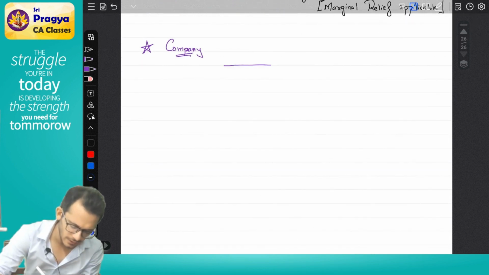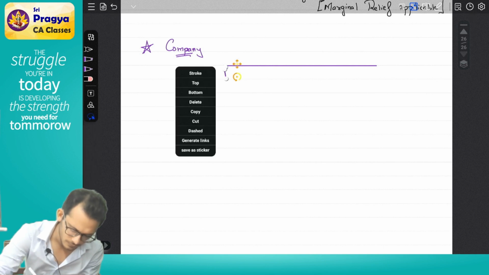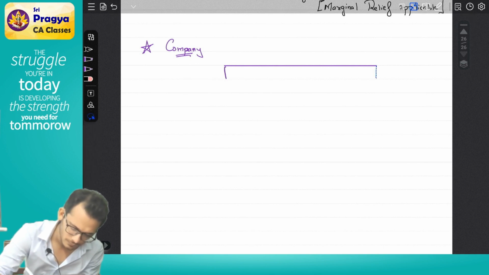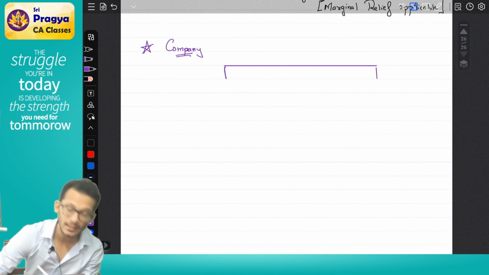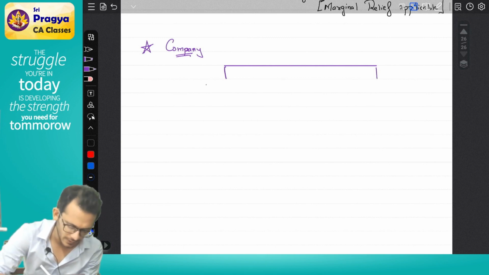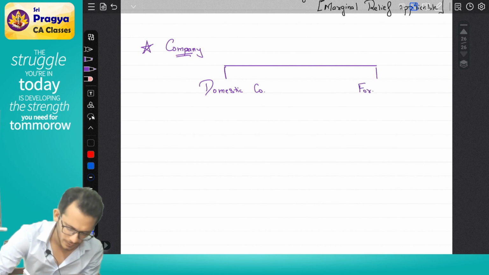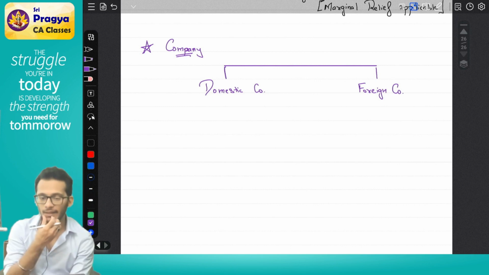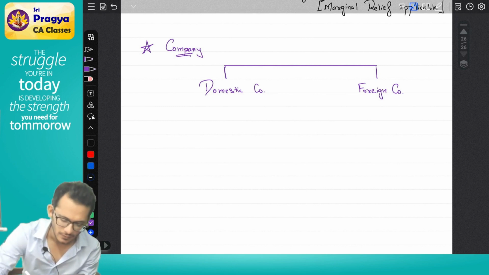First of all, tell me which type of company you are talking about. In income tax, we have two kinds of company. One is called a domestic company. The other is called a foreign company.